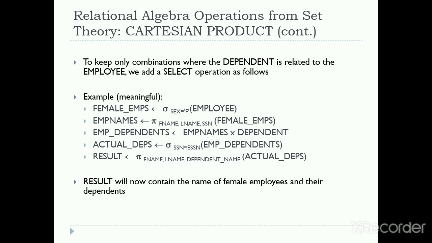From these actual dependents, we take the F name and L name of the female employees and the names of their dependents. Using the project operation, we fetch only the first name and last name of the female employees and their dependents. Now each tuple has meaning, that means the actual dependents of the female employees will be fetched.